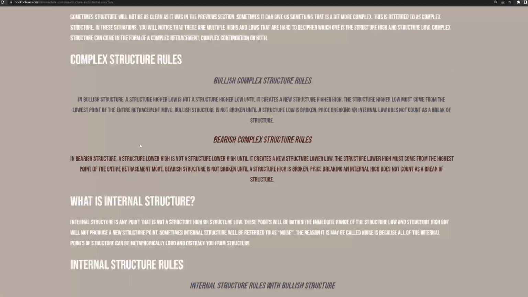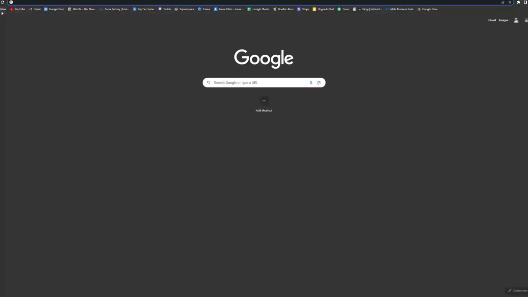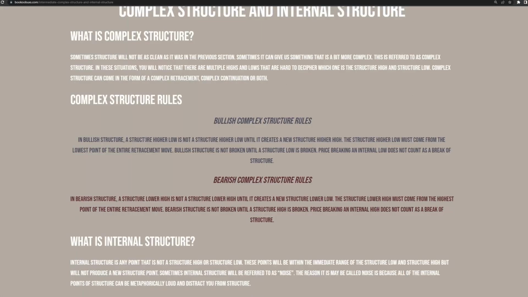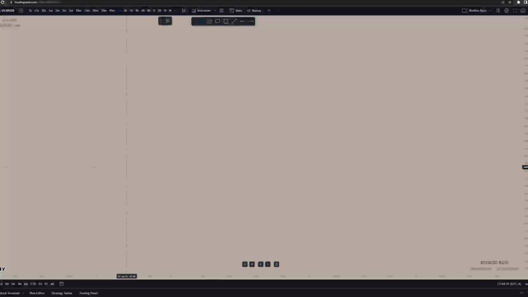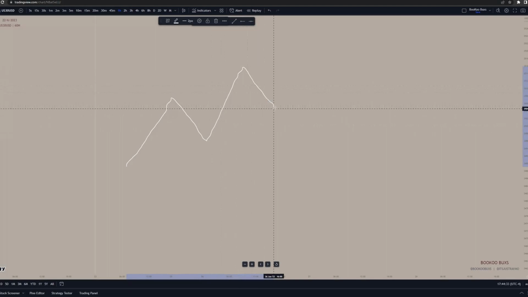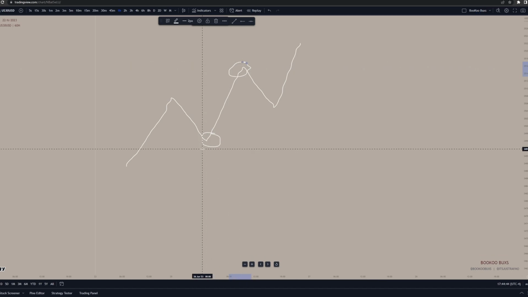And I think I probably should have some pictures at this point. I think that'll help. So I will pull up my chart to kind of tell you what I'm trying to say. In bullish structure, a structure higher low is not a structure higher low until it creates a new structure higher high. So what I mean by this one, in clean bullish structure, it'll be something like this. And I know this structure low is the structure low because it made a structure high. But in this case, it would be a structure higher low that made a structure higher high.